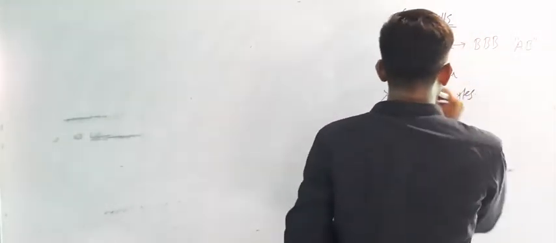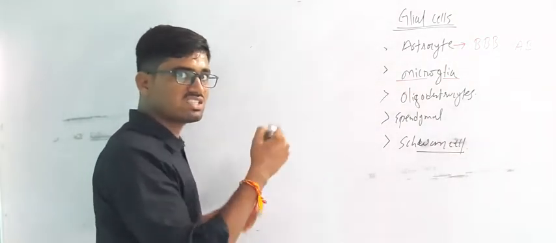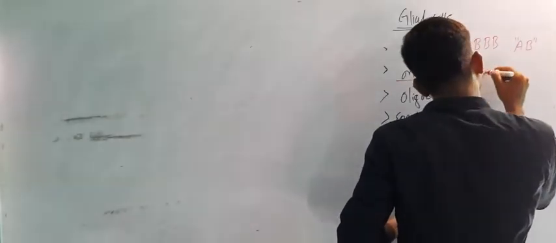Over. Now, this is the microglia. This is the blood cells. And what is the function of this? The function is phagocytic function.